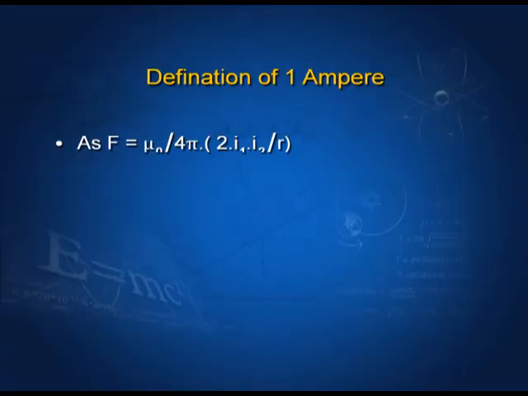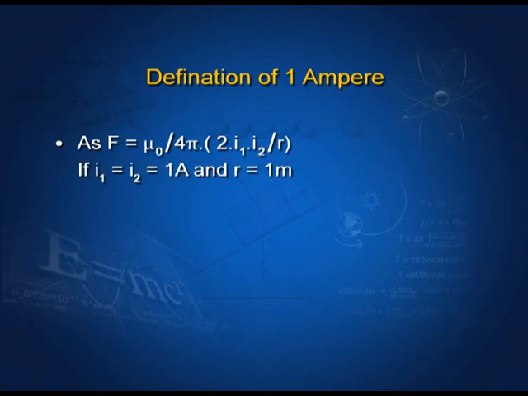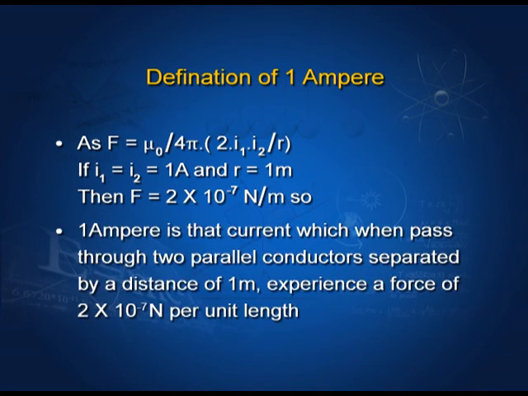From above relation F equals μ0 upon 4π into 2 I1 I2 divided by R, we can define 1 ampere. If I1 equals I2 equals 1 ampere and the distance between the two conductors R is equal to 1 meter, then the force per unit length F equals 2 into 10 to the power minus 7 Newton per meter. So, we can say 1 ampere is that current which, when passed through two parallel conductors separated by a distance of 1 meter, they experience a force of 2 into 10 to the power minus 7 Newton per unit of their length.